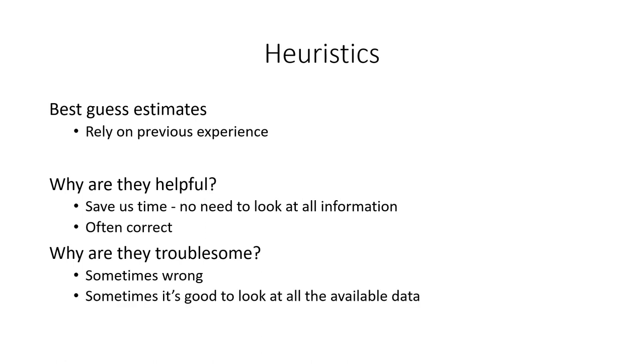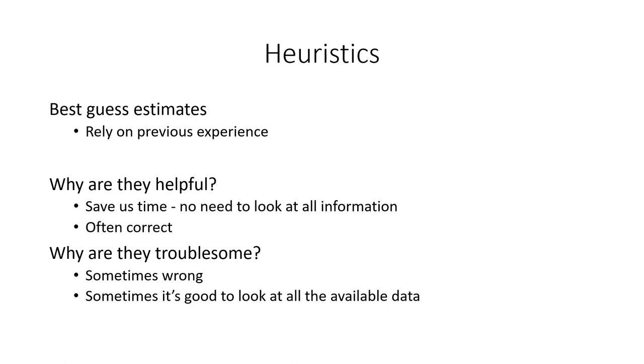Why are they troublesome? Because, first and foremost, they are sometimes wrong. So we have heuristics that are basically stereotypes. Stereotypes are heuristics. These are things that come from best guess estimates based on previous experience that can be correct, but they can be wrong too. And sometimes when heuristics are wrong, they're very wrong. And sometimes it's good to just look at all the available data. If we're meeting someone for the first time, it's better to look at all of the information about them rather than just our first impression or maybe something salient about them like their gender or their race.